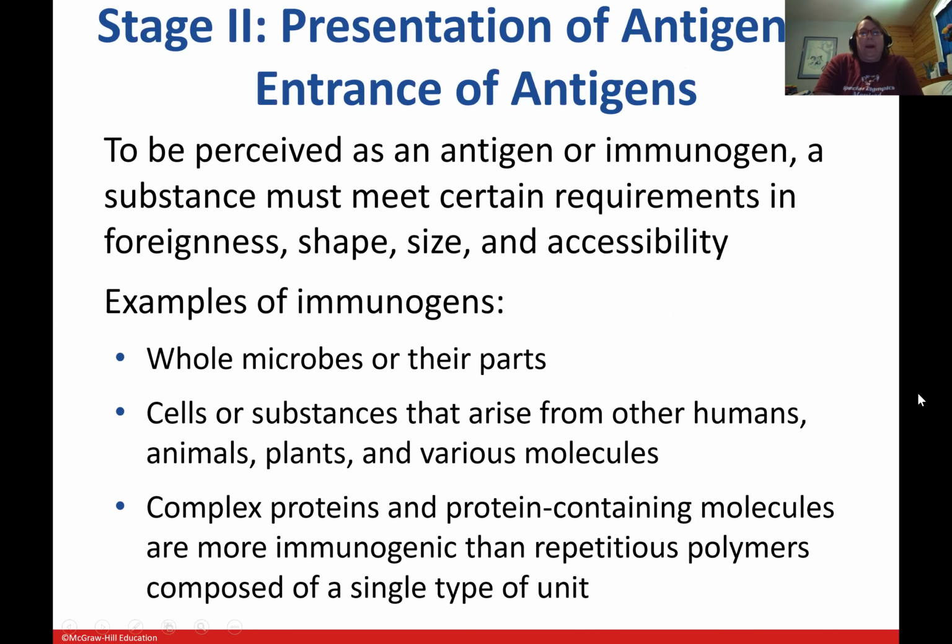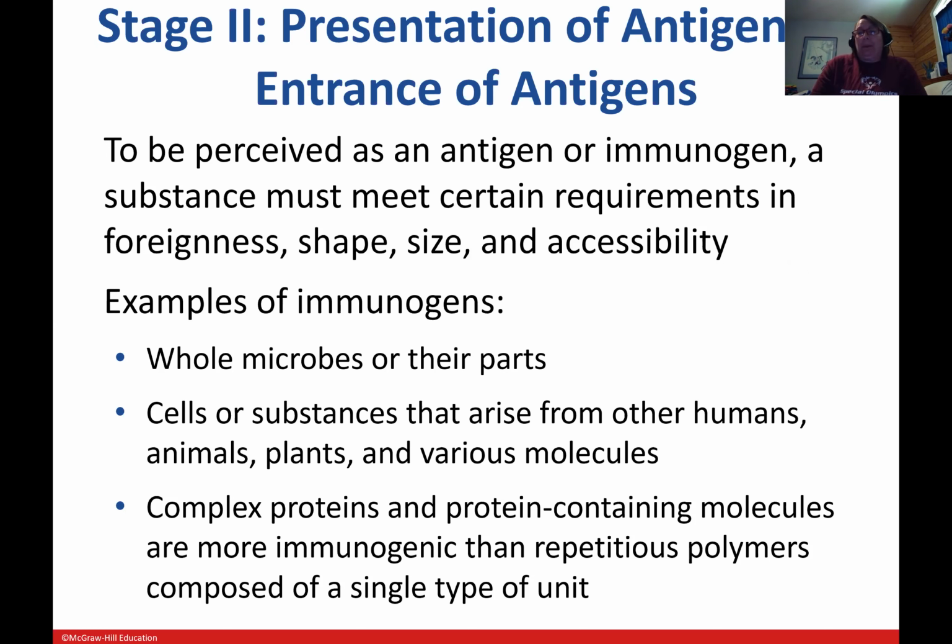Okay, so we're now into stage 2 of an immune reaction. In the previous lecture, we talked all about B cells and T cells. So now we've set the stage, having all of the cells necessary to produce this response. We now have an entrance of the antigen, which is actually the start of the entire adaptive immune process. In order for the immune system to recognize something as an antigen or an immunogen, a substance has to meet certain requirements in terms of foreignness, shape, size, and also accessibility.